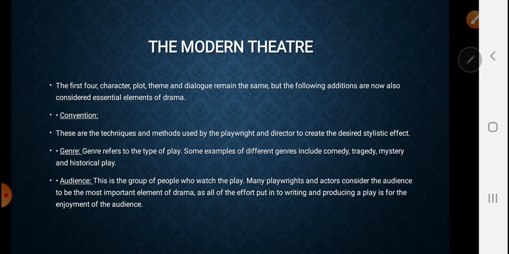While talking about genre, genre refers to the type of play. Some examples of different genres include comedy, tragedy, mystery, historical, romantic plays, etc. The audience is the main thing as far as the modern theater is concerned. It refers to the group of people who are watching the play.